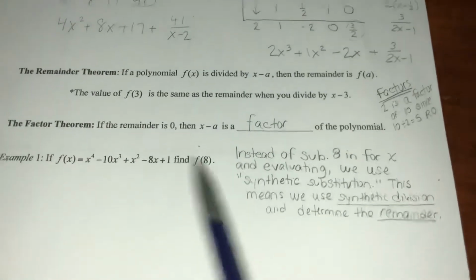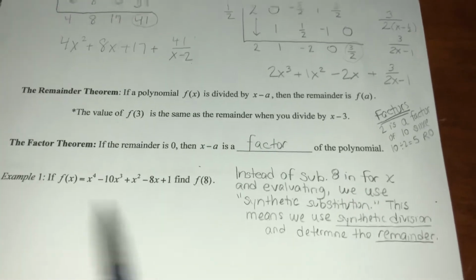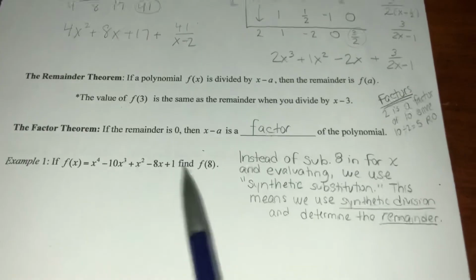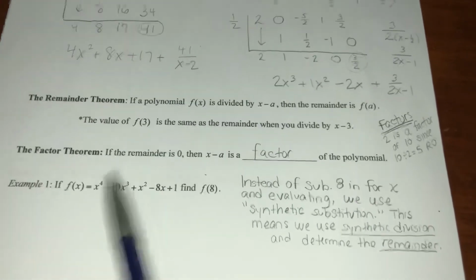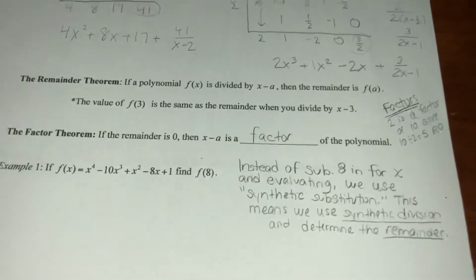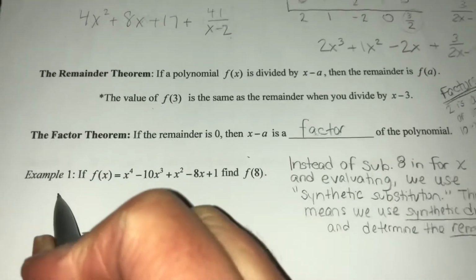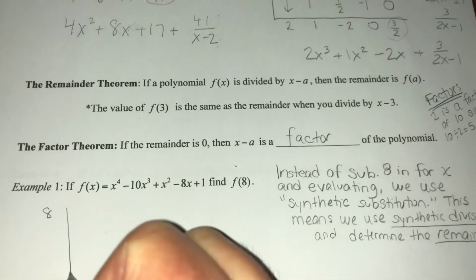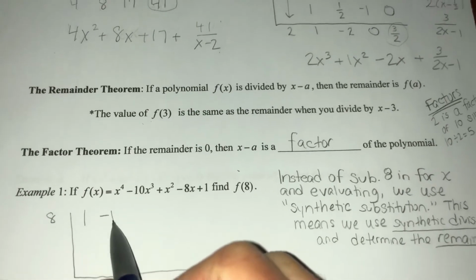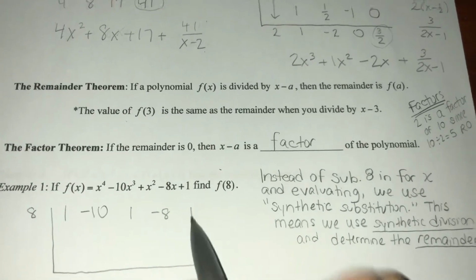So for this first example, instead of substituting 8 in for x and evaluating like we did previously, we're going to use what's called synthetic substitution. And what synthetic substitution is, instead of substituting 8 for x, we're really going to do synthetic division, and the remainder will be the solution for f of 8. So let's set this up. So we're going to put 8 here. Then I'll list my coefficients: 1, negative 10, 1, negative 8, and then 1.